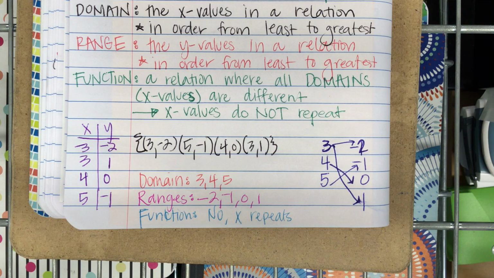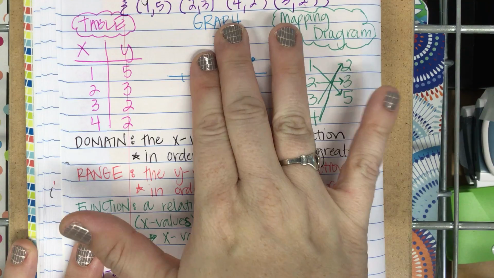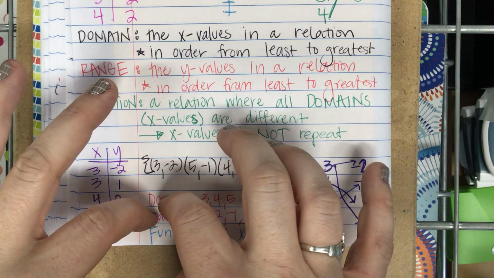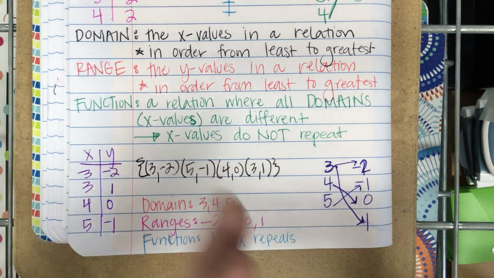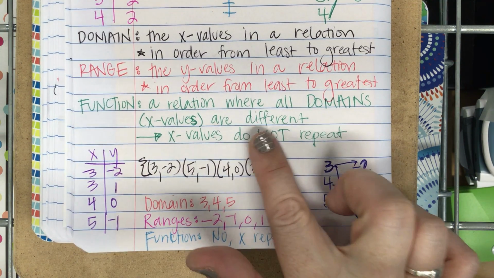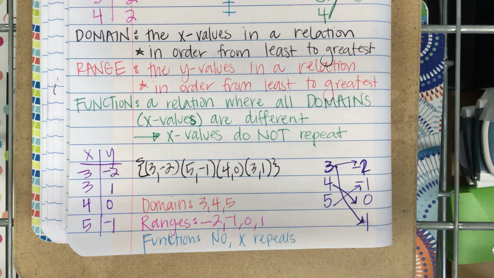So a relation is a set of ordered pairs that belong together. You can show a relation either by ordered pairs, in a table, in a graph, or in a mapping diagram. The domain in a relation is just the x values. The range in a function is the y values. And you can say it's a function yes or it's a function no. And the way you tell is it a function is that the x values do not repeat. All domains are different.